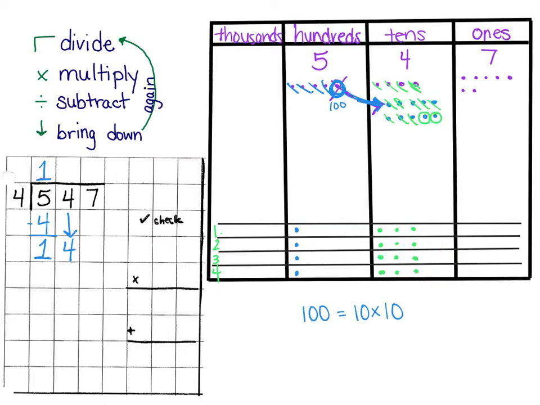So now we have 1, 2, 3 groups of 4. Do you see that? In our long division problem, 14 divided into 4 groups means that there's 3 in each group. So 3 goes up here. There's our 3 groups.